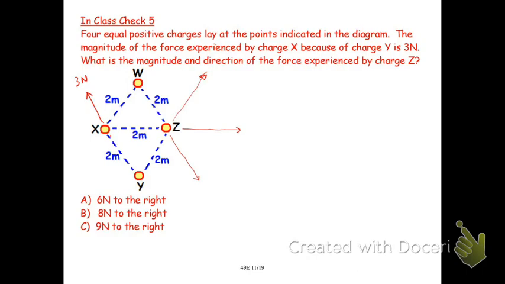And then I look at my diagram a bit further and I see, well, all of these are the same distance. And they're the same distance that this was down here. So if that was 3 newtons, then this is 3 newtons, this is 3 newtons, and this is 3 newtons. It says, what is the magnitude and direction of the force experienced by Z?